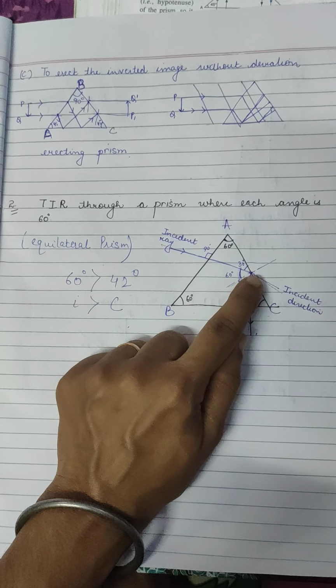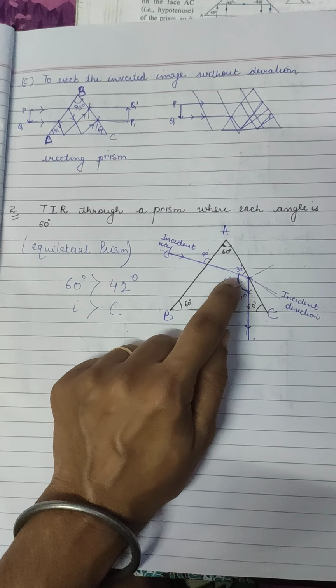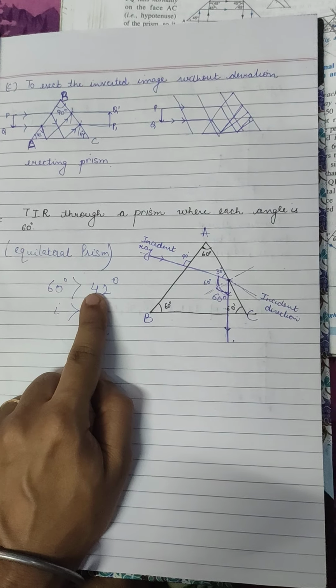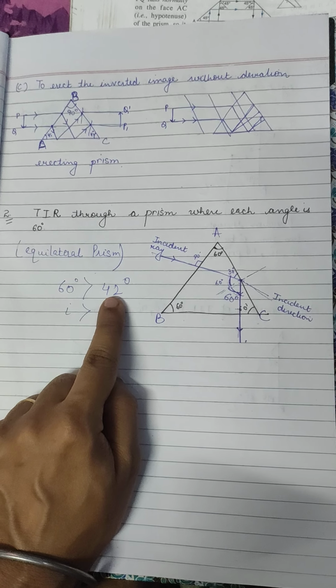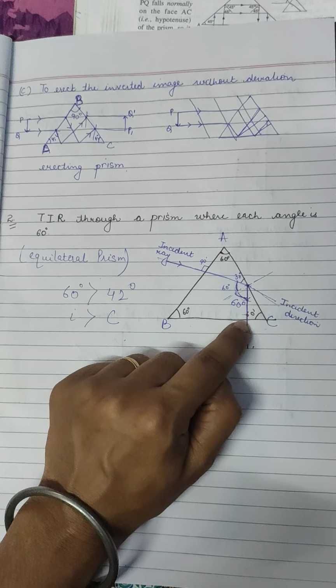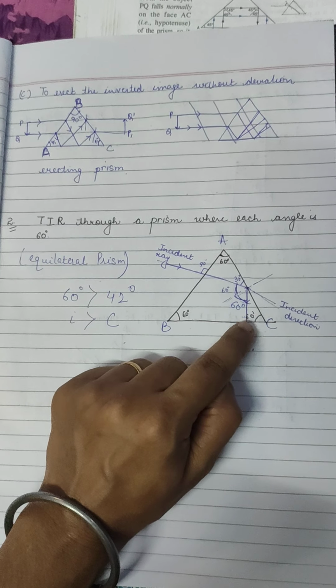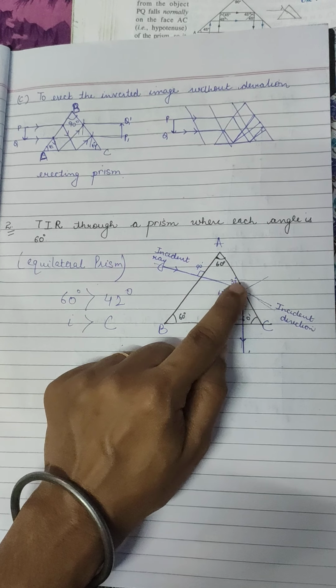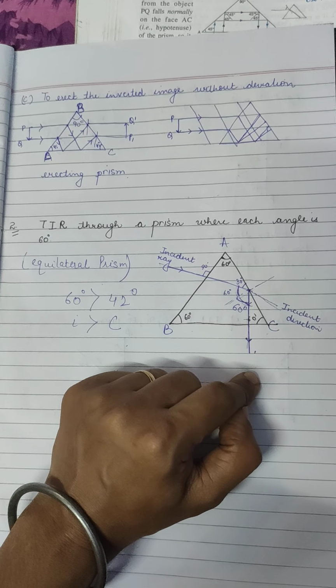When it strikes the face AC, the incident angle made at this face is 60 degree, which is greater than 42 degree. That is the critical angle of the glass-air interface. So it's greater, so total internal reflection occurs, and when it strikes at this face, it remains again undeviated. It remains undeviated and it passes through.